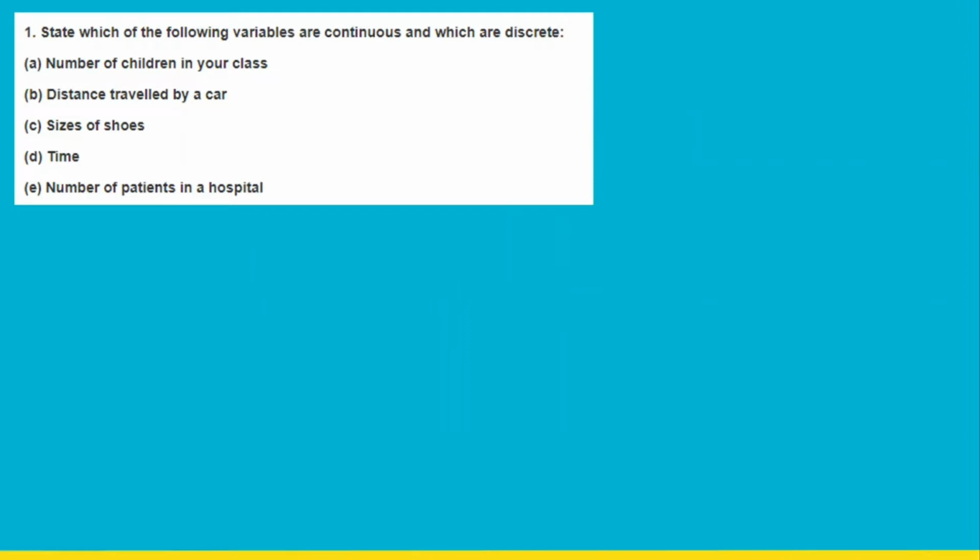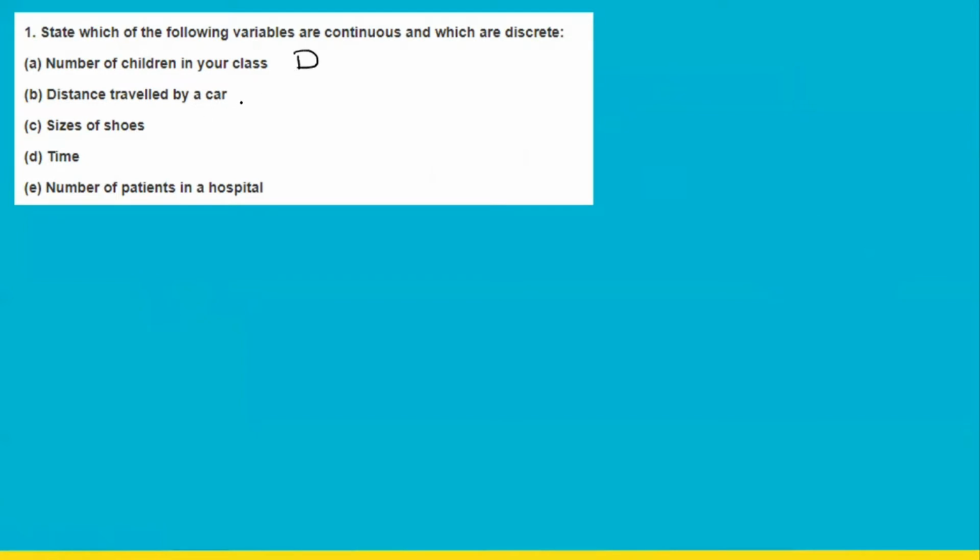Now the first question is to state which of the following variables are continuous and which are discrete. Recently I uploaded a video on discrete and continuous data. Discrete data is something which can be counted, which always comes in whole numbers, and continuous is something which can be measured. So the number of children in your class is always a whole number, so that is why it is discrete data.